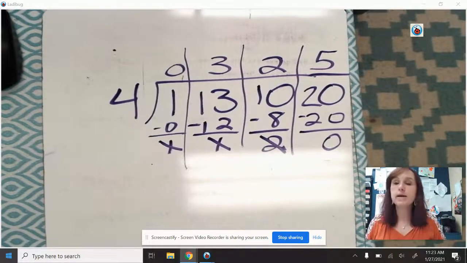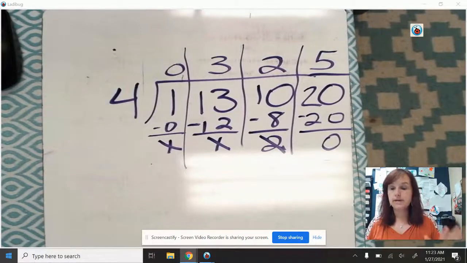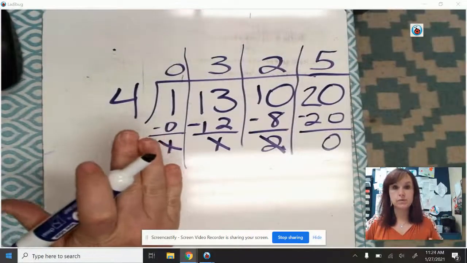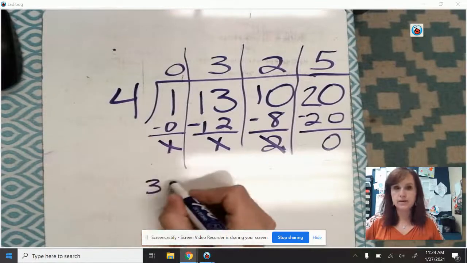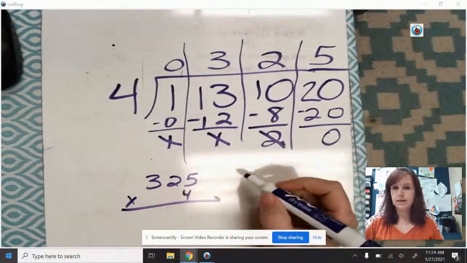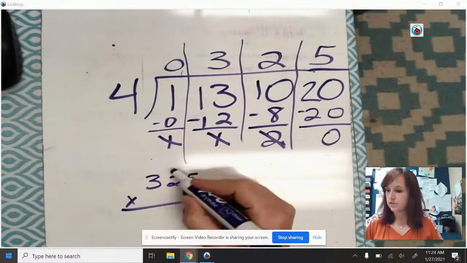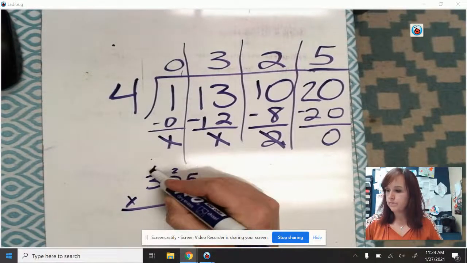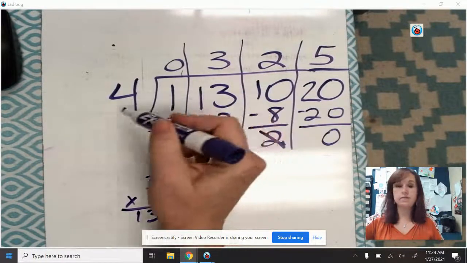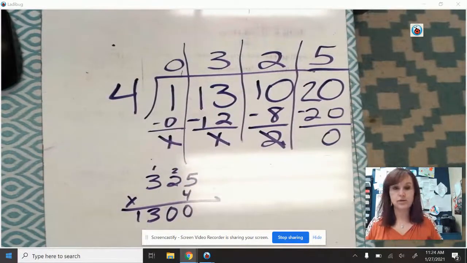Now I can check to make sure I'm correct because the opposite of dividing, the inverse operation of division, is multiplication. So if I come down here and multiply this, now I'm going to do standard algorithm because that's just the way I do it. I know I'm right because 325 times 4 equals 1,300.